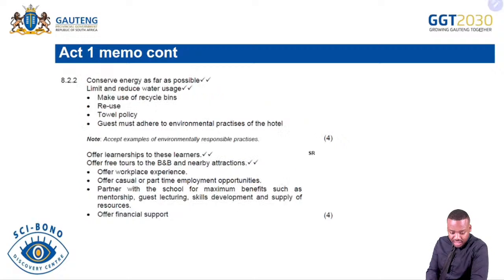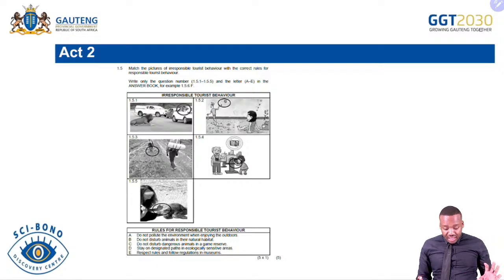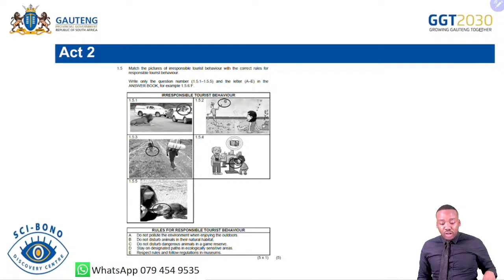Let me just move to the second activity before we go. Look at this one as well. This was just one of the activities that is showing the irresponsible tourist behaviors that tourists can do. Remember I said we need to practice responsible tourism. We must not pollute the environment. We must not disturb the animals. We must not throw dangerous items at animals, and so on and so on.